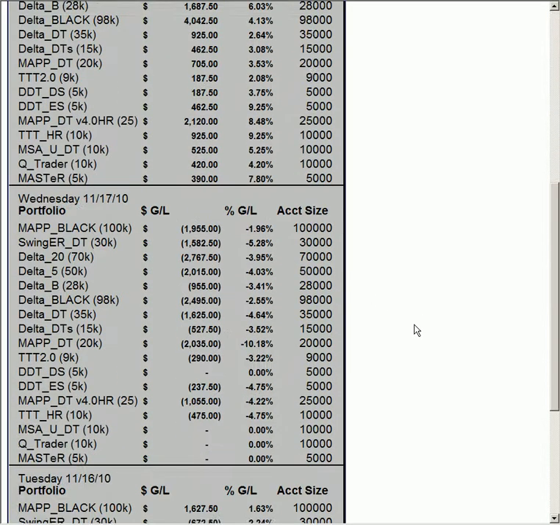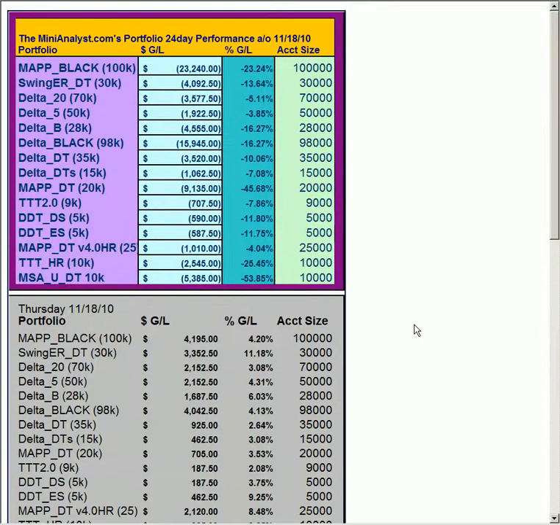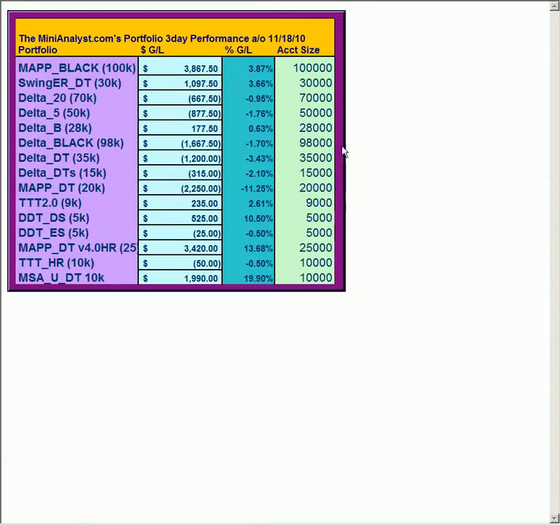And of course, as you can see, we've had a nice little pop back in the market over the last few days. In fact, the MSA UDT, again relatively outperforming, with a gain of 20% over just the last 3 days. As you can see, a 10% gain for the dual day trader, and the DS MABDTT version 4.0 HR up 14%. So we're having a nice little pop. So again, a great opportunity to get involved in these portfolios.